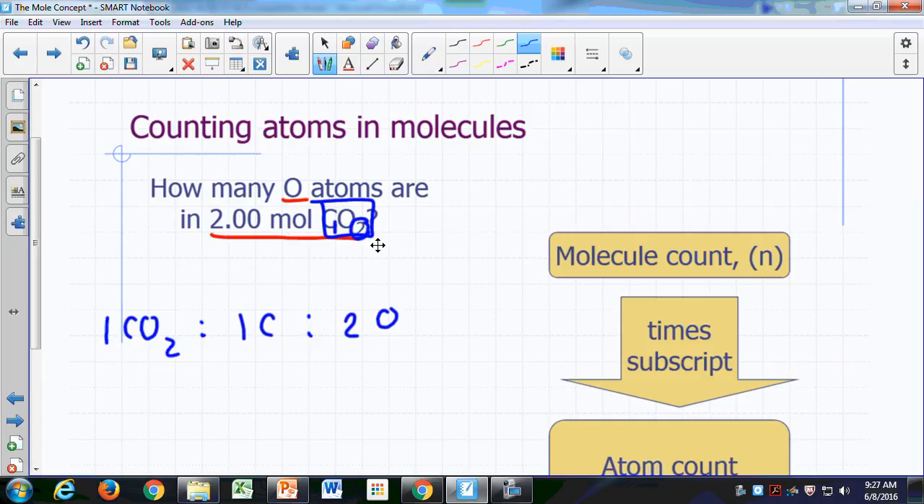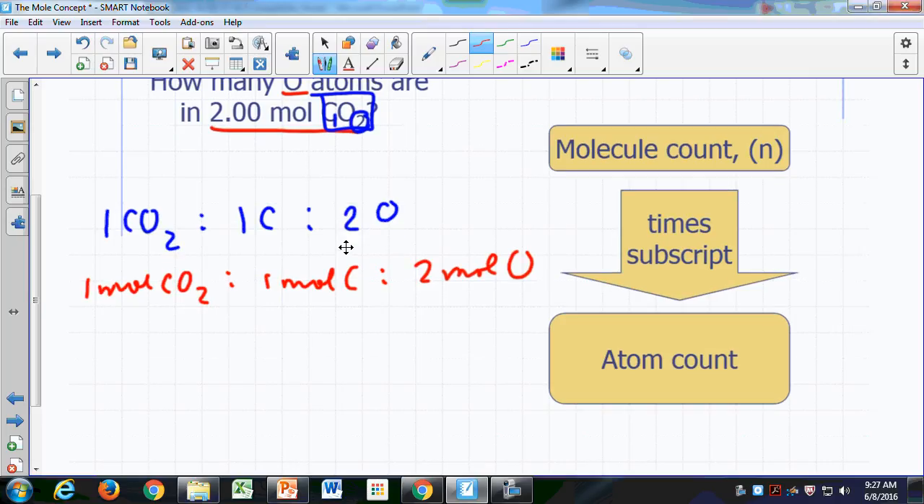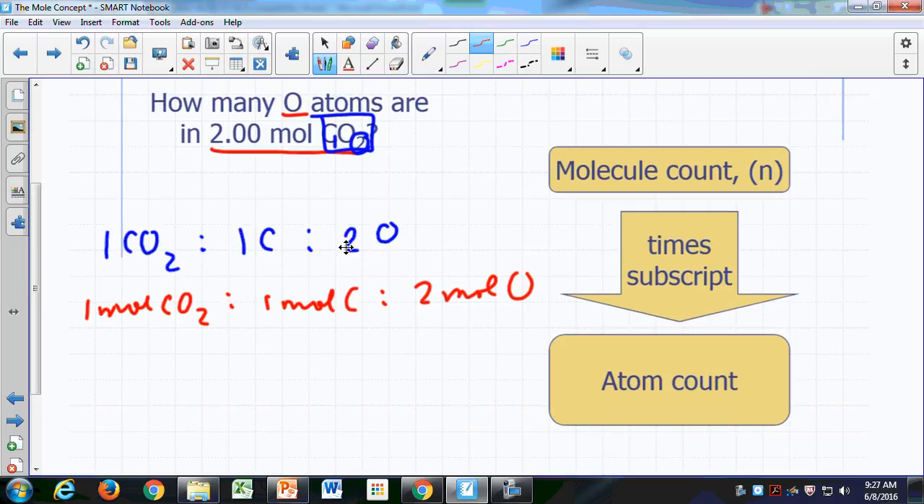Okay? Or you can also say, since these are actual counts, you can say 1 mole of CO2 corresponds to 1 mole of carbon, corresponds to 2 moles of oxygen. Okay? So whenever you have proportional quantities, the best approach to solving this problem is start by writing the formula, symbol for what you don't know, what you're looking for. You're looking for oxygen atoms, so I can say moles of oxygen.